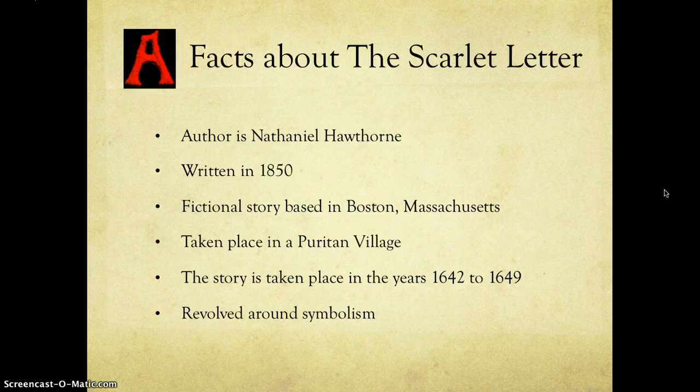Now that you have learned about Nathaniel Hawthorne, the Puritans, the Puritan women, and the Salem witch trials, it is now time to go over a few facts about The Scarlet Letter. This book was written in 1850, and it is a fictional story based in Boston, Massachusetts, in a Puritan village. The story revolves around the major theme of symbolism. But I don't want to get ahead of myself. We will talk about that in our next lesson.